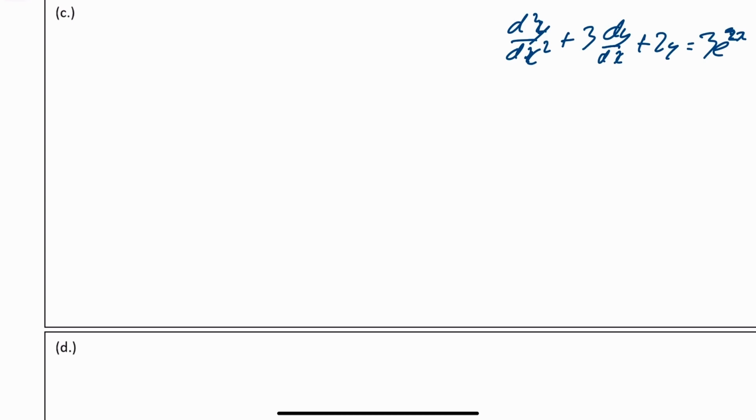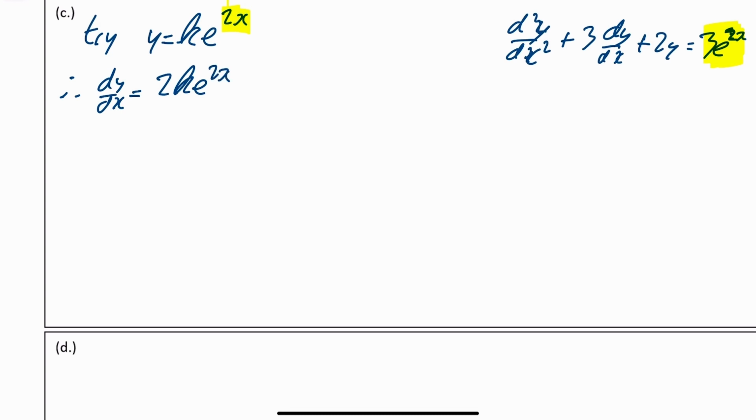So here, I'm going to try y is equal to k e to the 2x. Now, notice this is very clever here. Your thing was e to the 2x. No matter what way you differentiate a function of e, the power bit always stays the same. So that's why we've still got an e to the 2x. That's why we know to make that power the same. And therefore, if you differentiate, you're going to get dy by dx is equal to 2k e to the 2x. And also your d2y by dx squared is going to be equal to 4k e to the 2x.